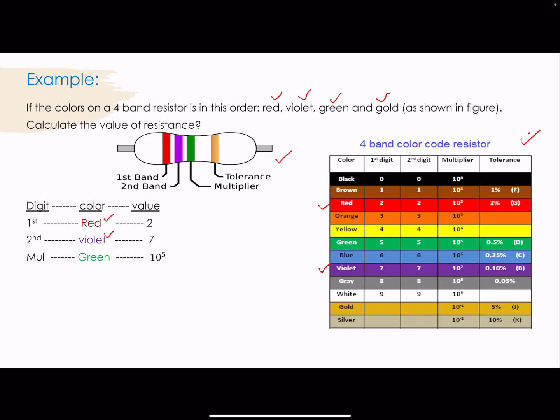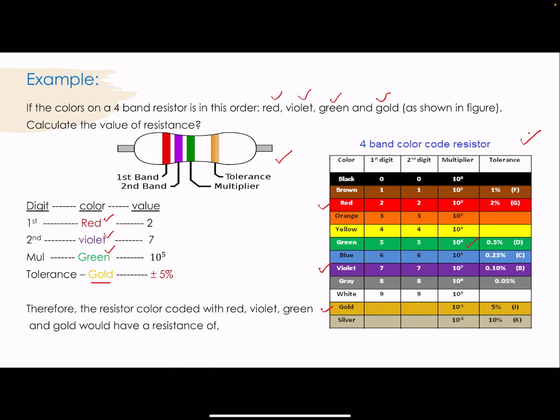The third represents the multiplier of the resistor, and it is given as green color, and it represents the value as 10 power 5. And the last 4th band represents the tolerance of a resistor, and it is given with the color as gold, which represents the tolerance as plus or minus 5%. So therefore the resistor with the color bands red, violet, green and gold gives us the value of the resistance as 2.7 mega ohms with a tolerance of plus or minus 5%.